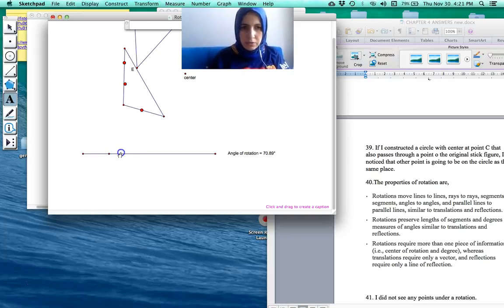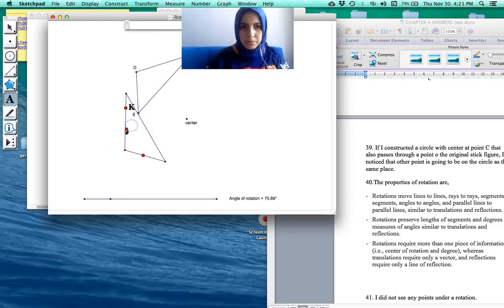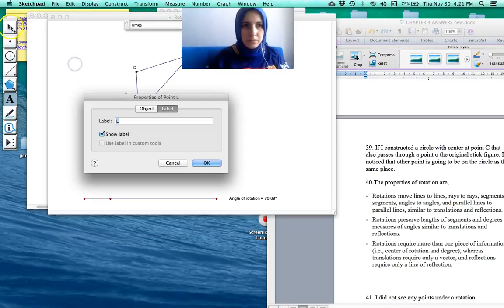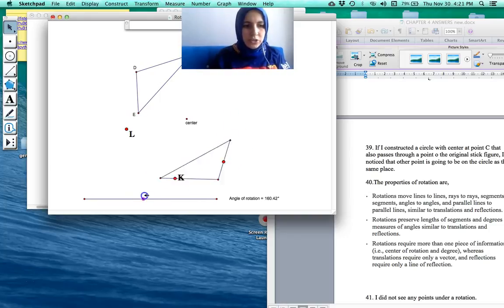Why couldn't I? I'm sorry. I should pick it. Yes. When I change the angle of rotation with the drag point, the other triangle's place changes, and as I see, the size of the shapes is still the same.